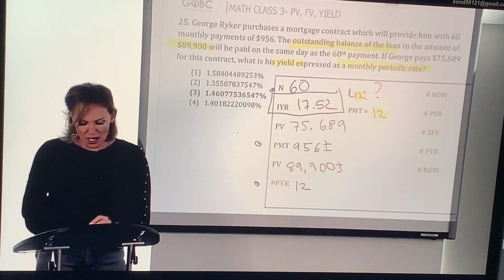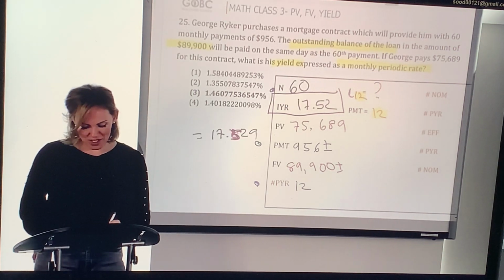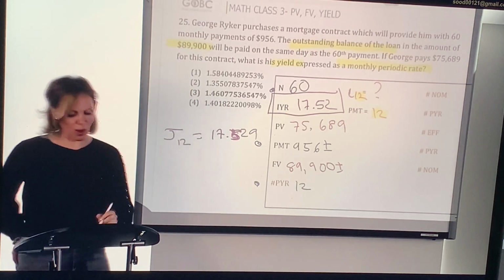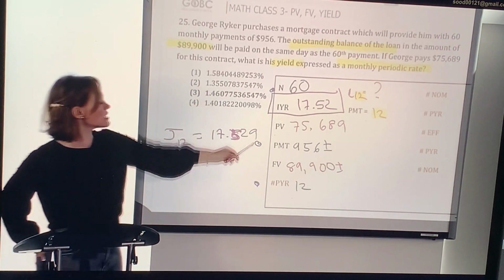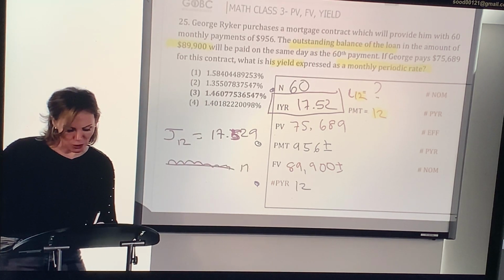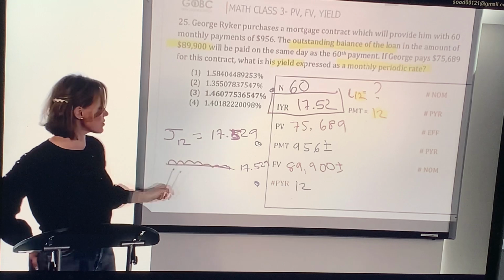Okay, what's this 17.52? So what is this? That is your J12. How do you know? Look back at your PYR. If PYR was 12, then that is your J12 equals 17.529. Is that what they're looking for? For the whole year, basically, they're charging you 12 times the interest rate. This is what they're charging you, 17.52.